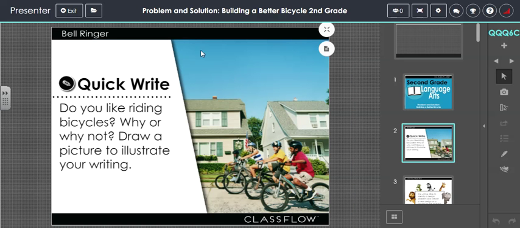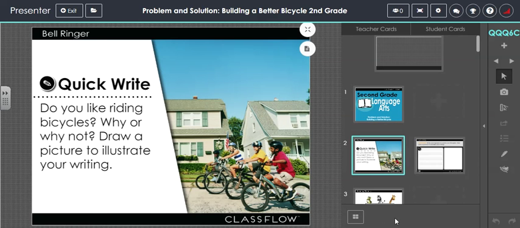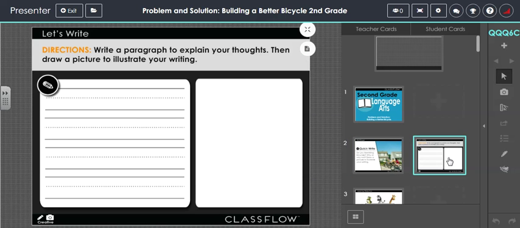The first card is the bell ringer activity, and this is a quick write. Do you like riding bicycles? Why or why not? Draw a picture to illustrate your writing. So that's the teacher card. The student card looks like this, and they have an area where they can write and an area where they can draw. This is meant to be sent as a creative response poll, and in their creative response poll they can write directly on the card, or they can take a picture of a piece of paper that they've done outside of class flow.